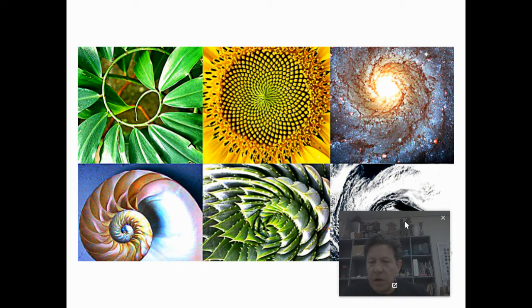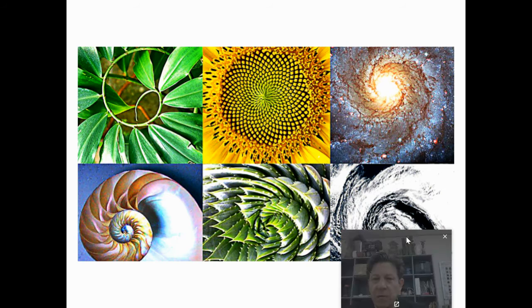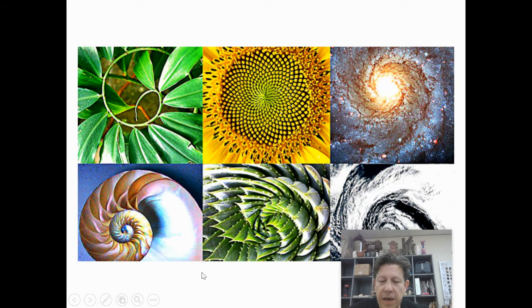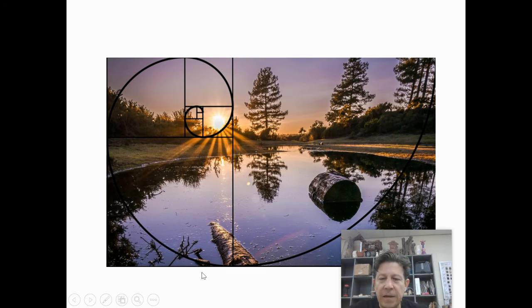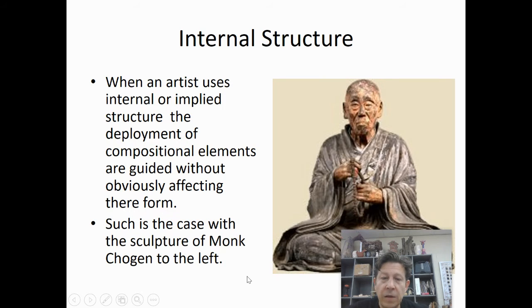And we see this not just in art, but also in nature, in sunflower seeds and all sorts of spirals that we see in things like shells. But in addition to that, artists have used that to compose pictures or to design architecture or sculpture and so on and so forth. So here we see a golden rectangle with a focal point that seems to fall right within a division of that golden rectangle. So what do artists do?